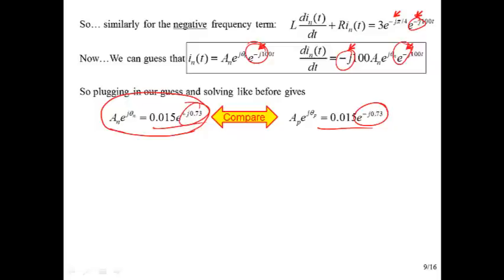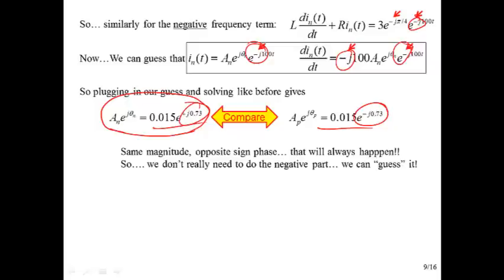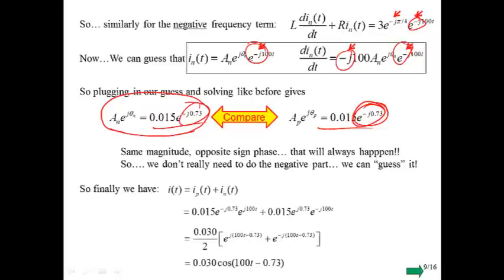So now if we plug all that back in, what this tells us is we don't even really need to solve the negative frequency part. Once we have the positive frequency part, we know what the negative frequency part is going to be. You just negate the j and you get it. So that's really nice. Then we add them together, and all we have to do is solve for one of those, and then we can immediately write the other part.